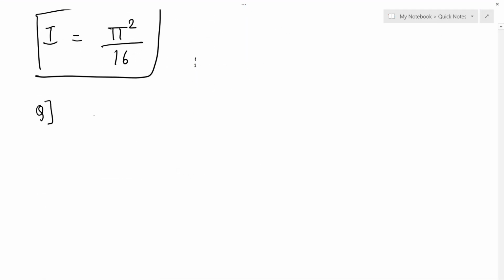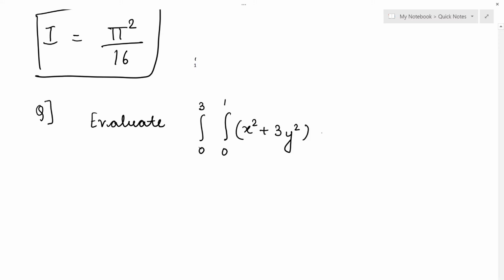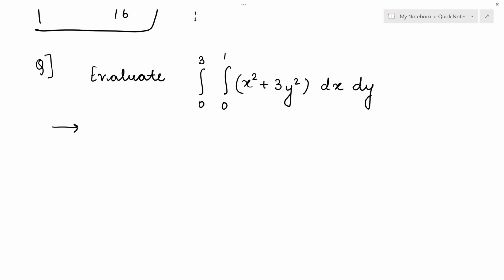The sum is: evaluate the integration 0 to 3, 0 to 1, x square plus 3y square dy dx or dx dy, whatever. As you can see, the inner limits are constant, the outer limits are also constant. So it is your choice whether to integrate with respect to x first or y first. It totally depends on you.